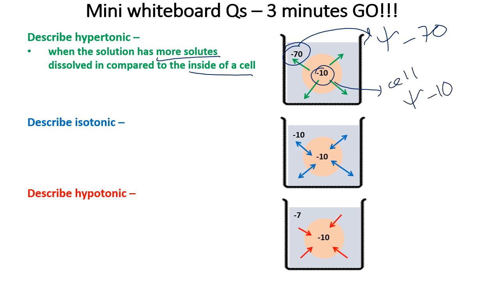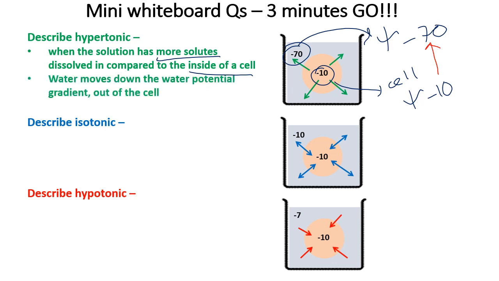Now, as we said on our last slide, water always moves by osmosis down the water potential gradient. So here, -10 is less negative than -70. So water is going to move down the water potential gradient from -10 to -70. And you might want to use your flashcards that we made on the last slide just to help you monitor that. So water will move down the water potential gradient out of the cell into the solution.